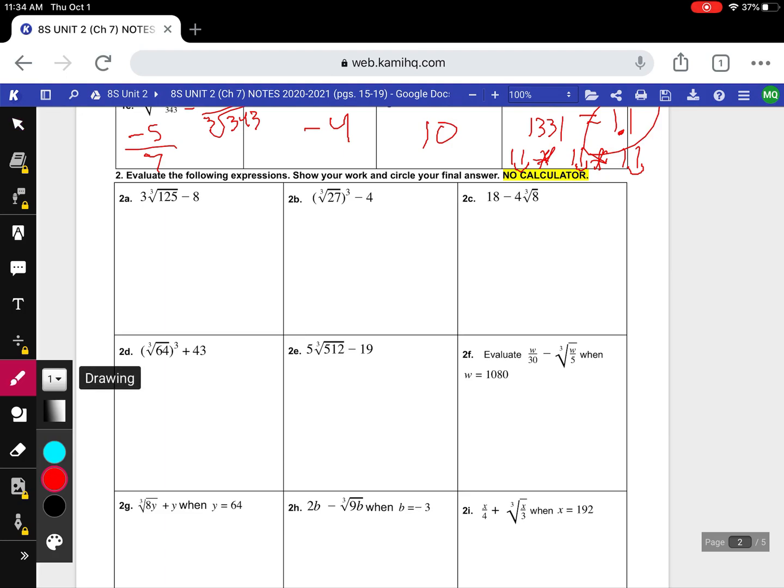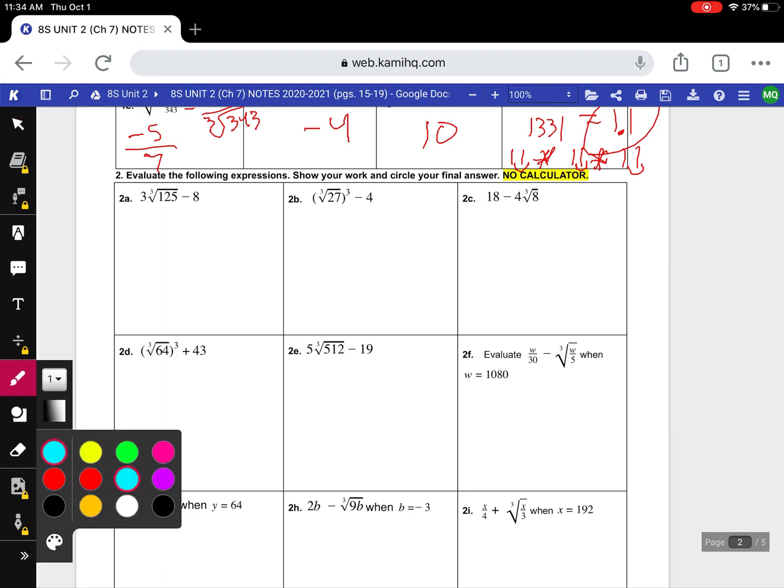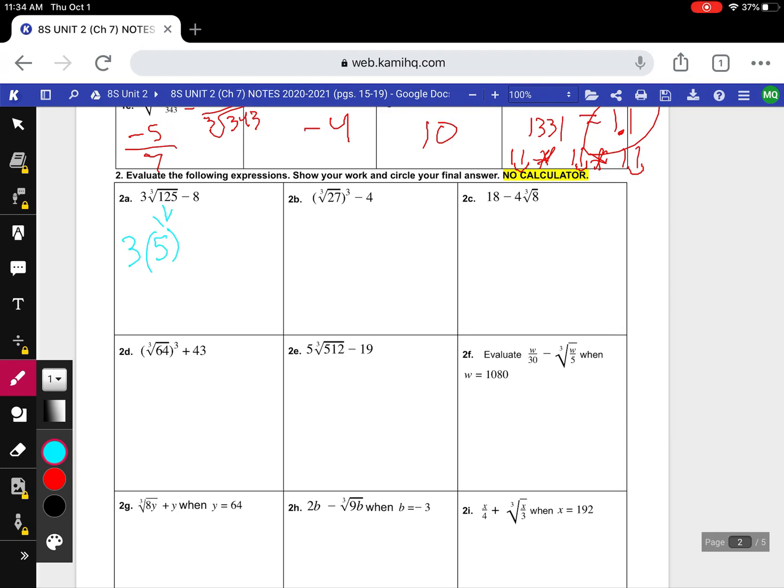Moving on, it gets a little more interesting. If we look at number 2, we are talking about evaluating the expressions. Okay, I always deal with my cube or square root first. Here we have the cube root of 125, which we talked about being 5, okay? And how you read that is 3 times the cube root of 125. So we're going to leave the multiplication, and now we're just talking about our order of operations. We have 15 minus 8, which is 7, okay?